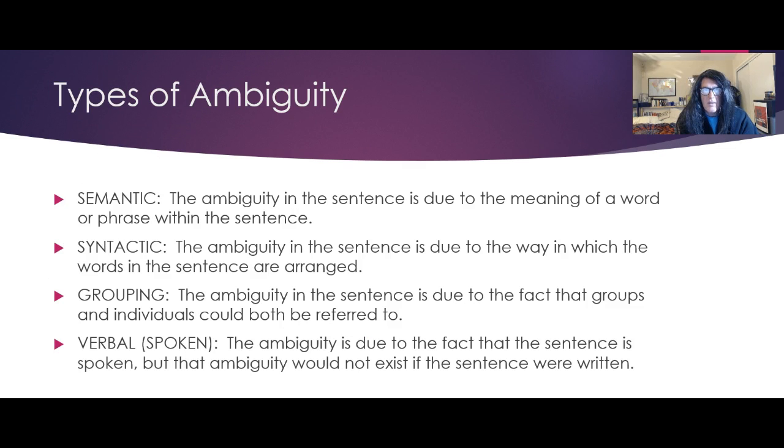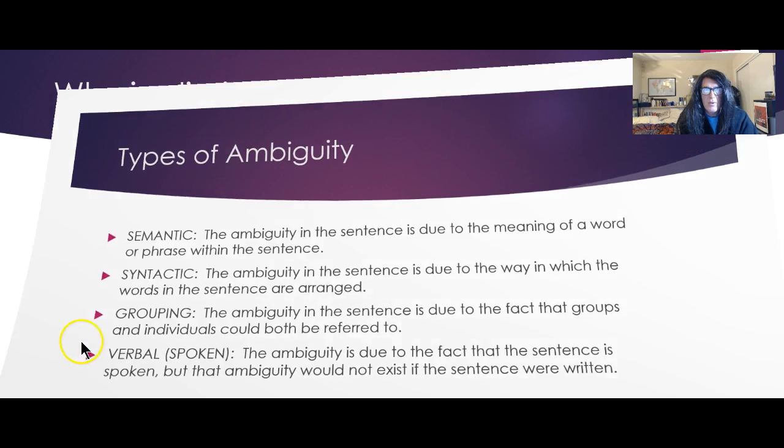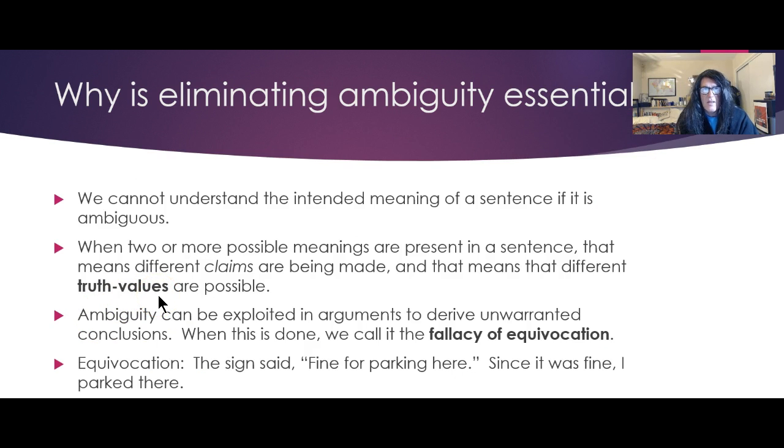Why do we care about this? I didn't put a slide in here. Here it is. Why is eliminating ambiguity essential? First of all, we cannot understand the intended meaning of a sentence if it is ambiguous. Secondly, when 2 or more possible meanings are present in a sentence, that means different claims are being made, and that means that different truth values are possible. Ambiguity can be exploited in arguments to derive unwarranted conclusions. When this is done, we call it the fallacy of equivocation.